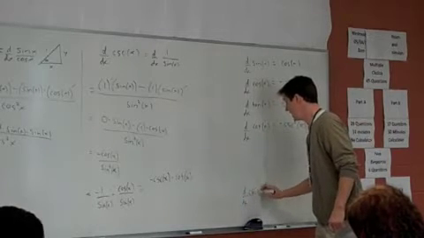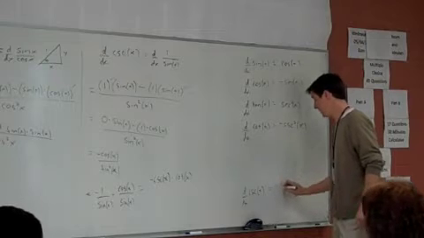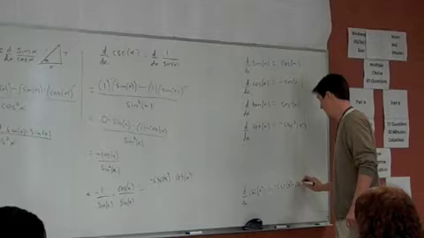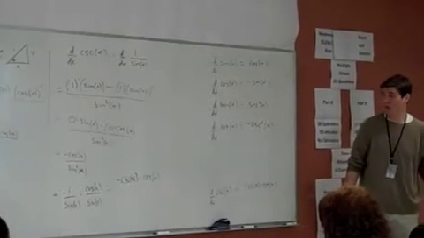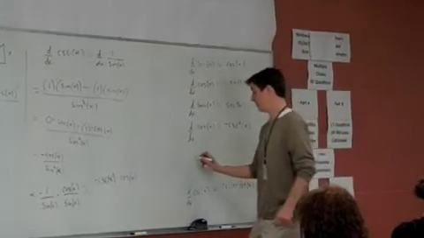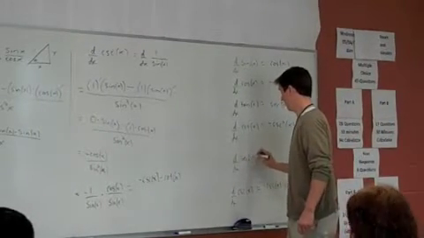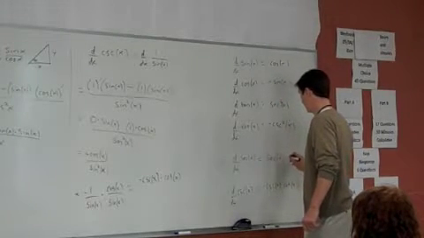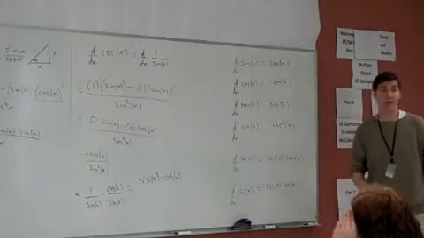So the derivative of cosecant is negative cosecant cotangent. And you can go through the same type of proof for the secant, and you'll get secant tangent. And it's in your notes.